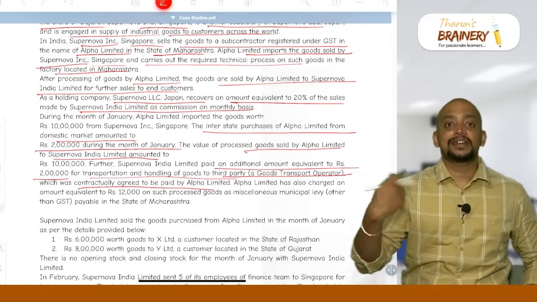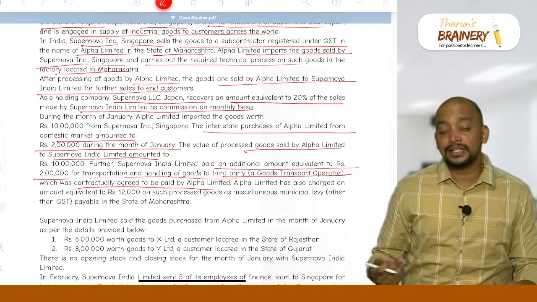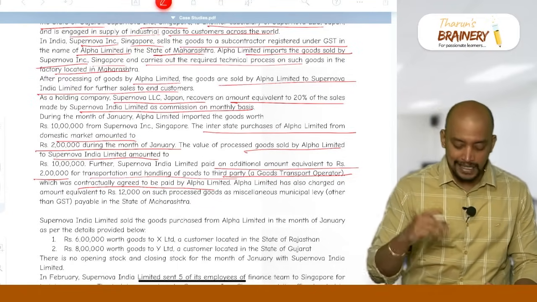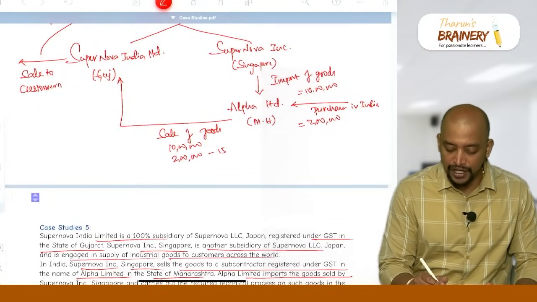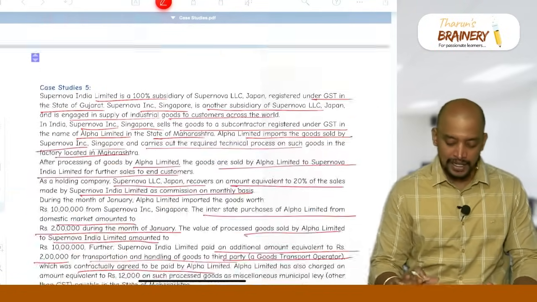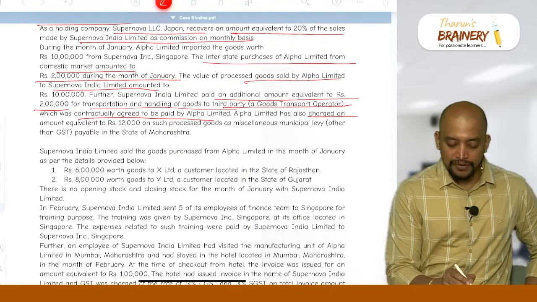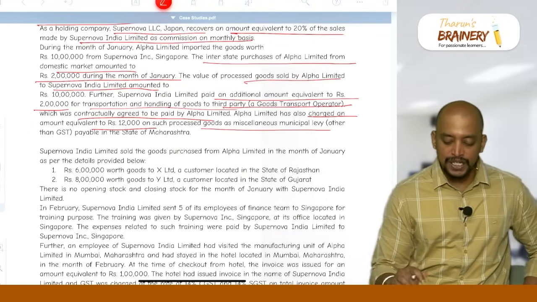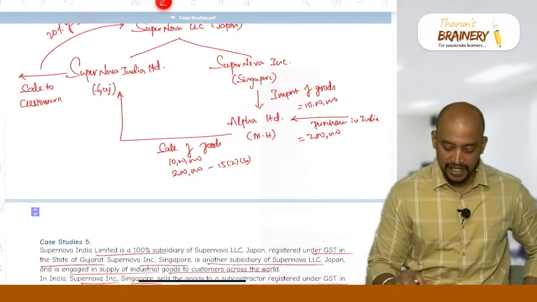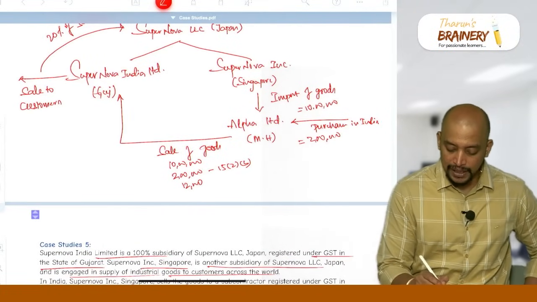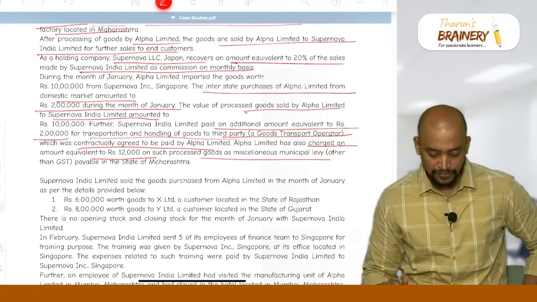So any amount that the supplier, in this case Alpha Limited, is liable to pay but which is paid by the recipient, Supernova India Limited, should be included in the value. So 2 lakhs is also included in the value as per 15(2)(b). Then Alpha Limited has also charged an amount equivalent to 12,000 on such processed goods as municipal levy, 15(2)(a), any taxes, duties and cess by whatever name called other than GST. So 12,000 as per 15(2)(a) should be included in the value.